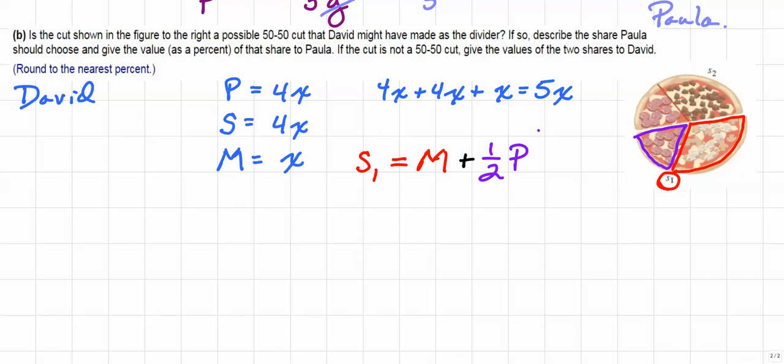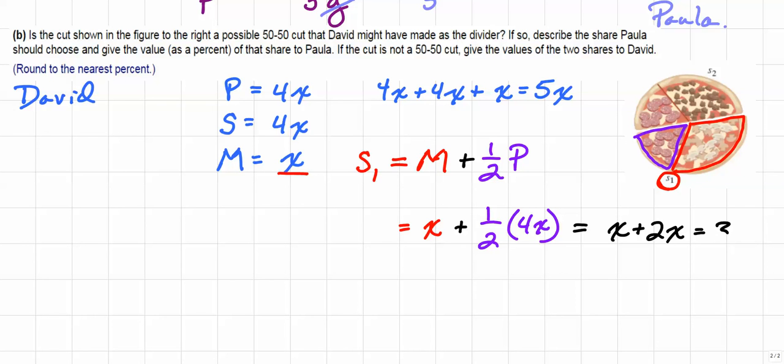So M, remember, is equal to x, so this will be equal to x plus 1/2 times the value of pepperoni. And remember that pepperoni is equal to 4x, so that means that I'm going to have x plus 2x, and that will be equal to 3x. So now let's just hold on to that for a moment as our valuation of side 1, and let's go ahead and look at side 2.